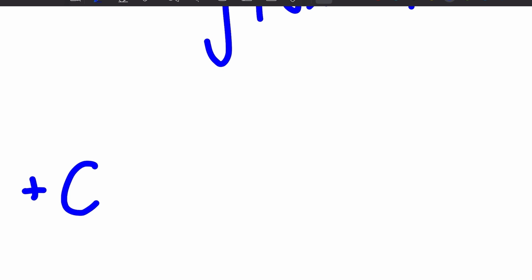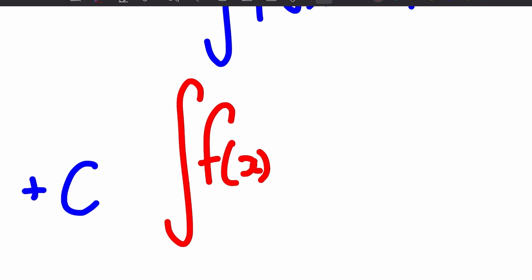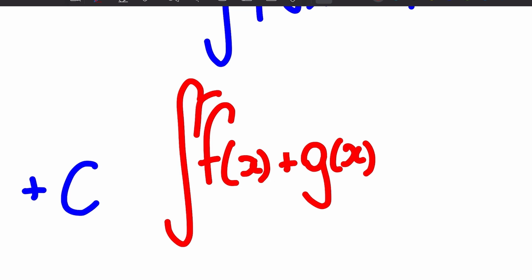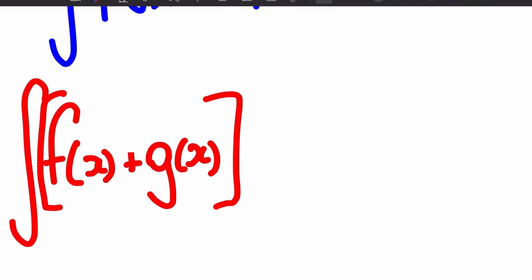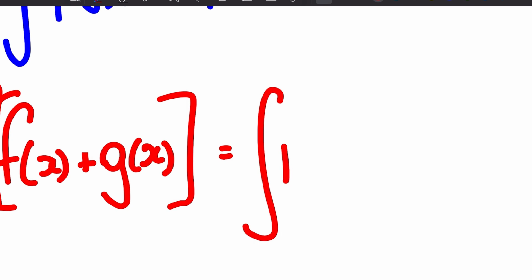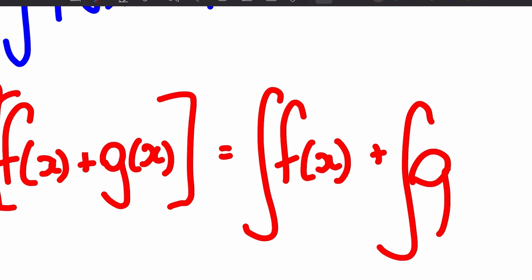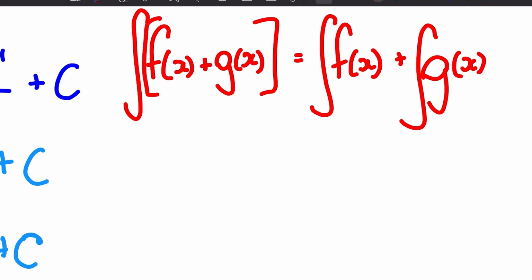What you should also know is that the integral of a sum is equal to the sum of the integrals. What does this mean? It's very intuitive once you've done logs or something like that. I'm saying the integral of f of x plus g of x, all in brackets, is equal to the integral of f of x plus the integral of g of x. Very, very simple. Just know that, and this works the same plus or minus.